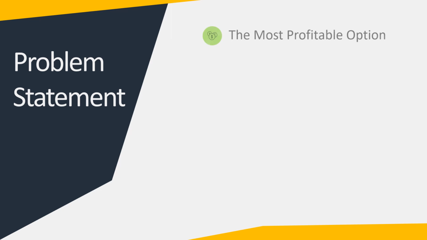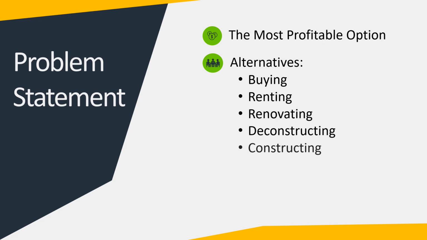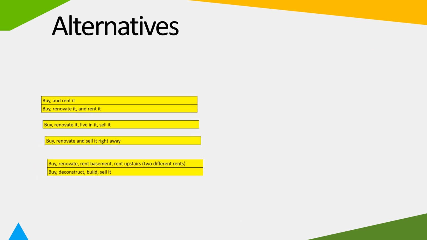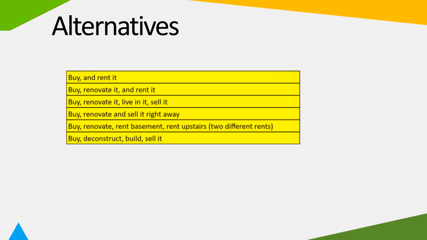In this study, we'll find the most profitable option by evaluating all alternatives, which consist of buying, renting, renovating, deconstructing, and constructing options. The owner's perspective will be taken for this project. As a team, we came up with a total of 20 alternatives. These alternatives were assessed individually by each member and voted on. We then all agreed to select the alternatives that allowed us to make money for the owner while using the techniques learned in this course.